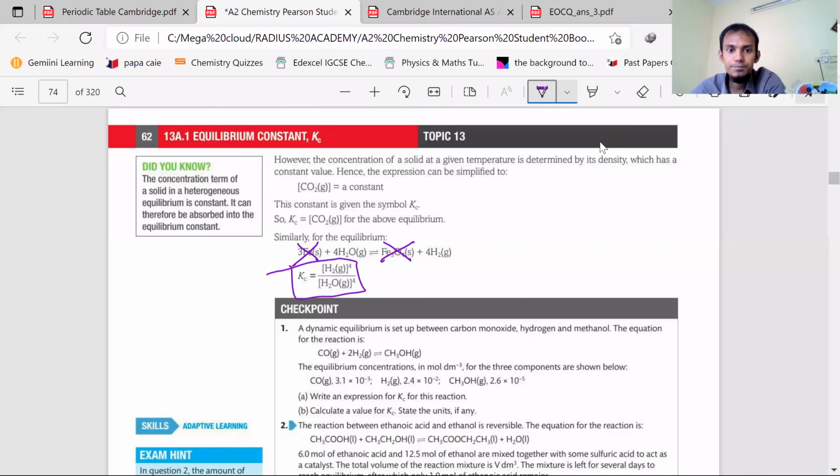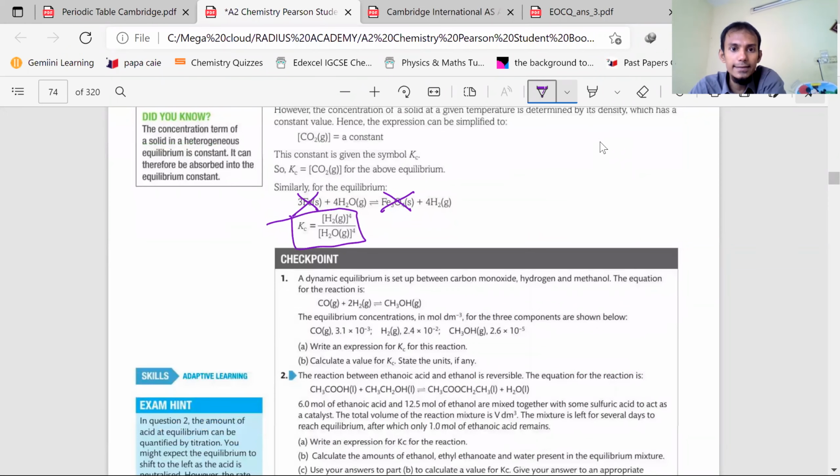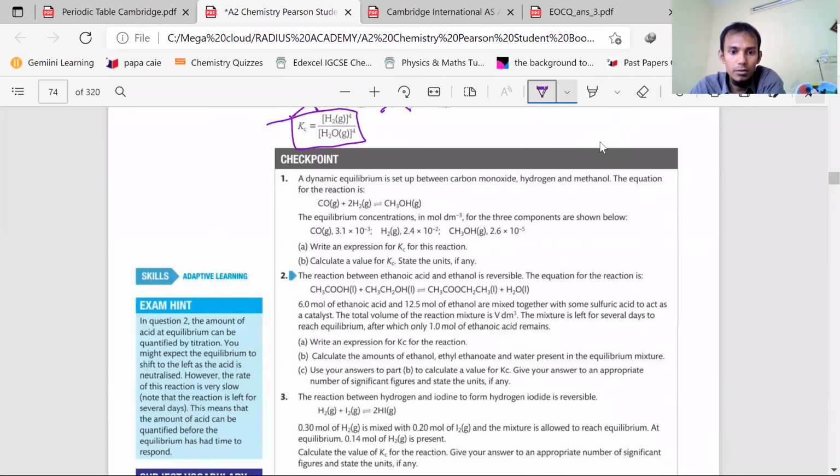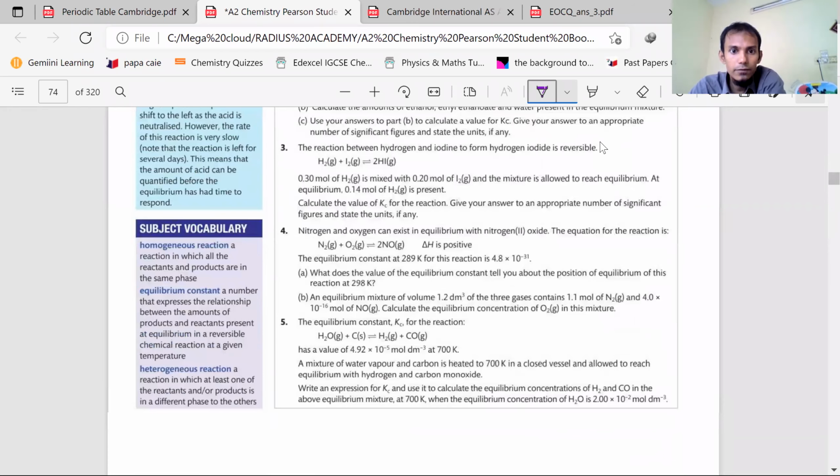Do you understand? জি স্যার। So when you will calculate Kc, you don't need to consider iron and iron oxide. So that is it. That is the end of the chapter.